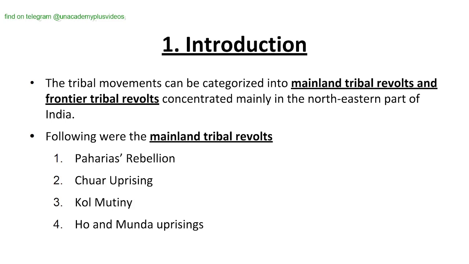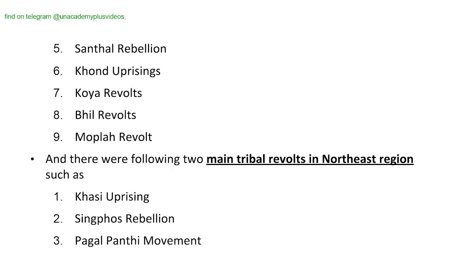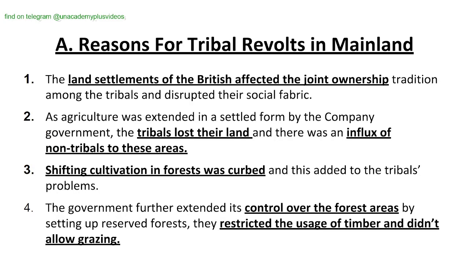Introduction. The tribal movements can be categorized into mainland tribal revolts and frontier tribal revolts, concentrated mainly in the northeastern part of India. Following were the mainland tribal revolts: Paharia's rebellion, Chuar uprising, Kol mutiny, Ho and Munda uprisings, Santal rebellion, Kond uprisings, Koya revolts, Bhil revolts, and Mopla revolts. So these were the main, and there were the following main tribal revolts in the northeast region, such as Khasi uprising, Singhpur's rebellion, Pagalpanti movement, etc.